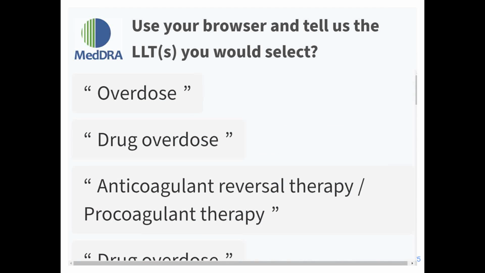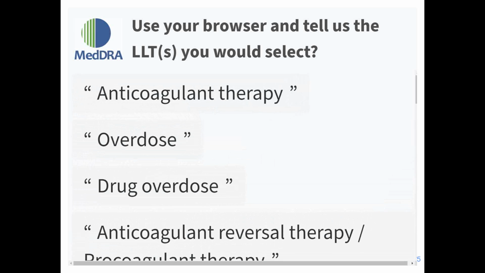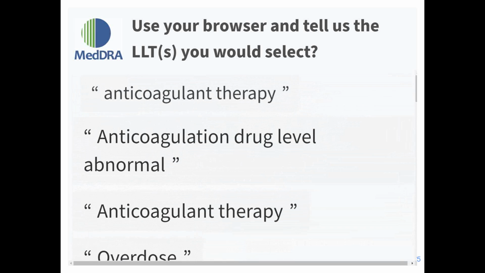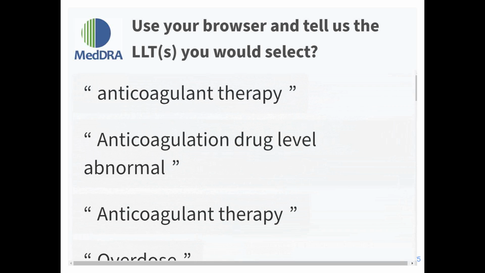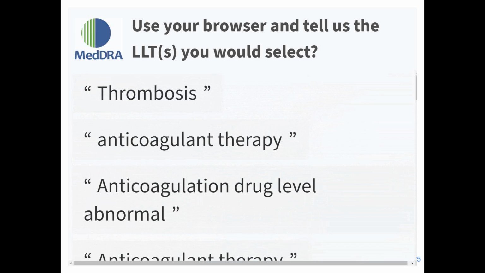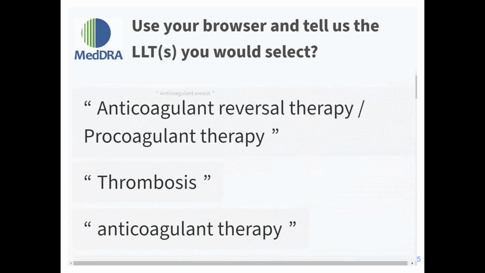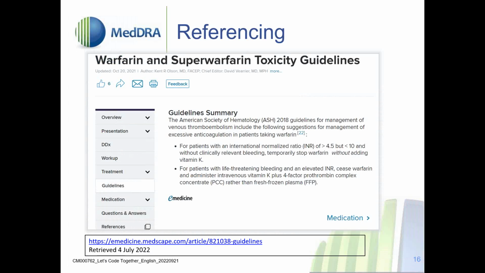So we have a lot of choices again, and this really demonstrates that MedDRA is very granular. So as Jane mentioned already, there's always more than one option, often at least more than one option to choose from. So we have to take a decision here. So let me close this. And first, look at a reference here.